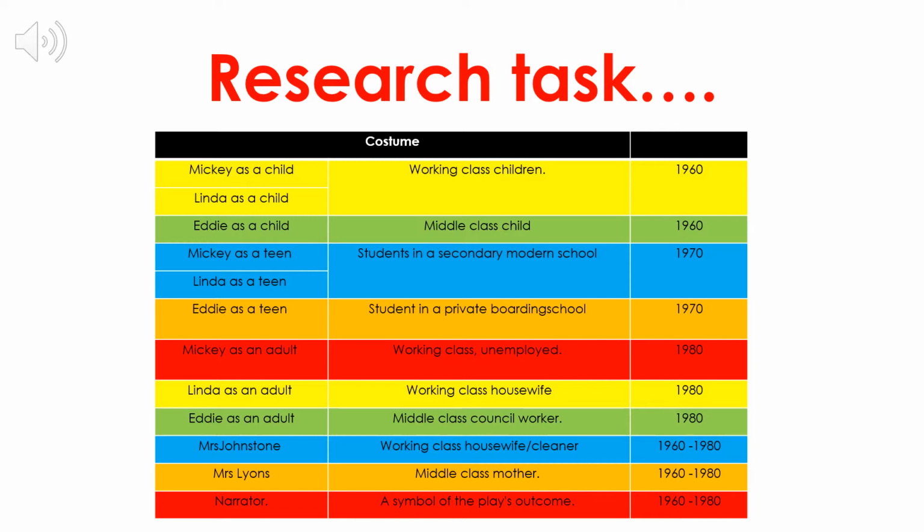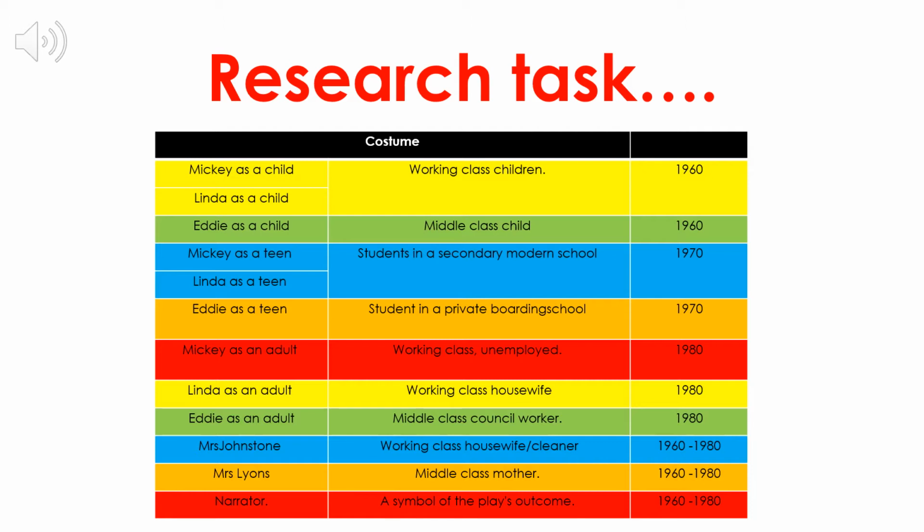So I would like you to research clothes that Mickey and Linda would wear as working class children in the 1960s. You can do this through a PowerPoint presentation, but it's really important that you get lots of images so you've got a really good understanding of how these characters would look. I want you to research how Eddie would look as a middle class child in the 1960s. The play obviously then jumps to them being teenagers.